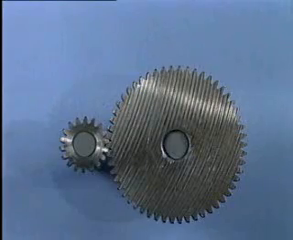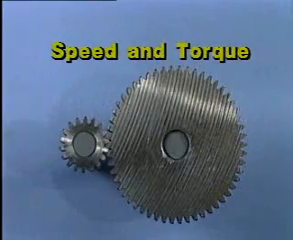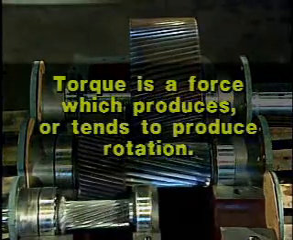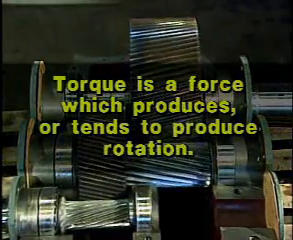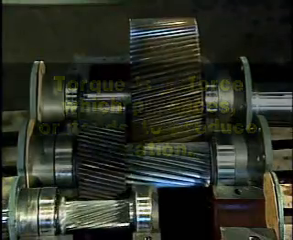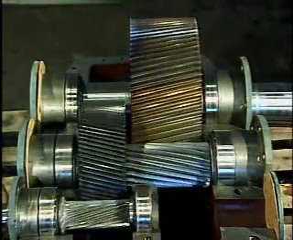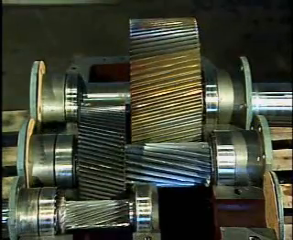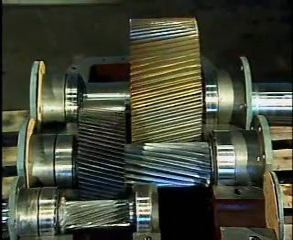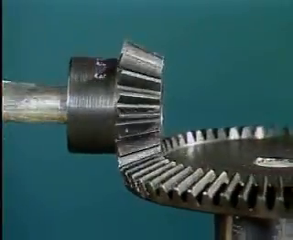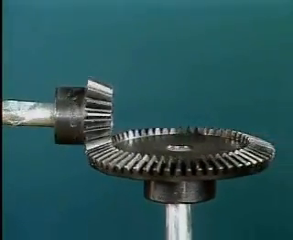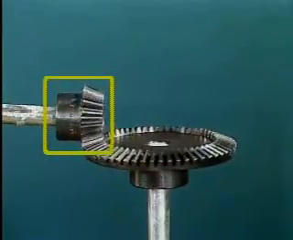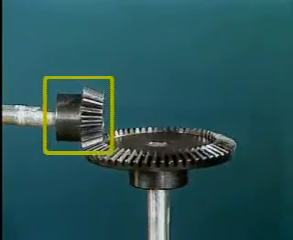Now, the way in which gears transmit power can be described in terms of speed and torque. Basically, torque is a force which produces or tends to produce rotation. Combinations of gears of different sizes can be used to change the speed and torque that is transmitted from one part of the machine to another. For instance, when two gears of different sizes mesh and rotate, the pinion will turn faster and with less torque than the larger gear.